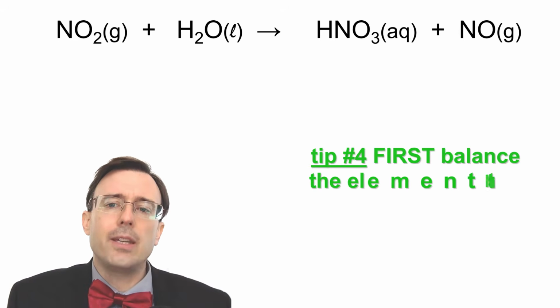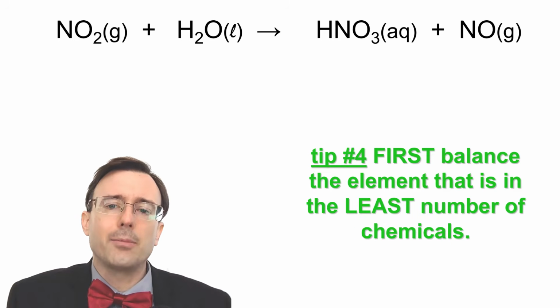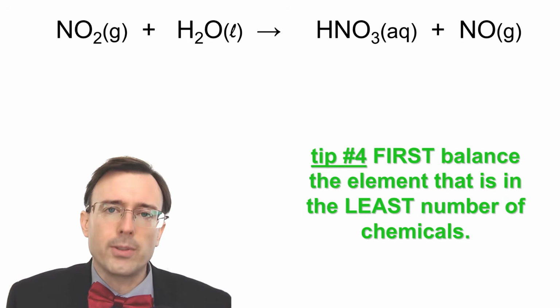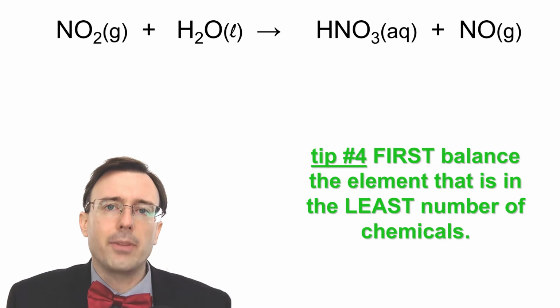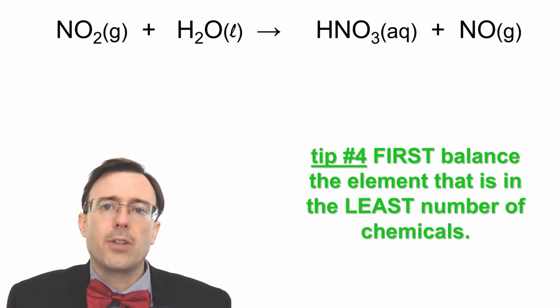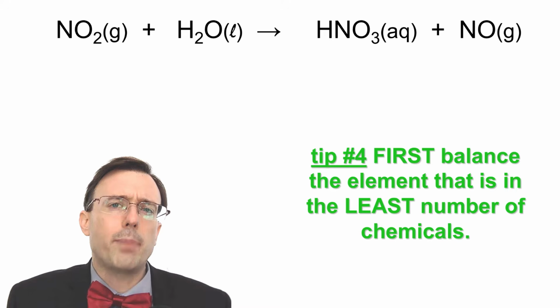So in cases like these, first balance the element that is in the least number of chemicals. And then last, balance the element that is in every single chemical. So pause the video and think about, what should we balance first?